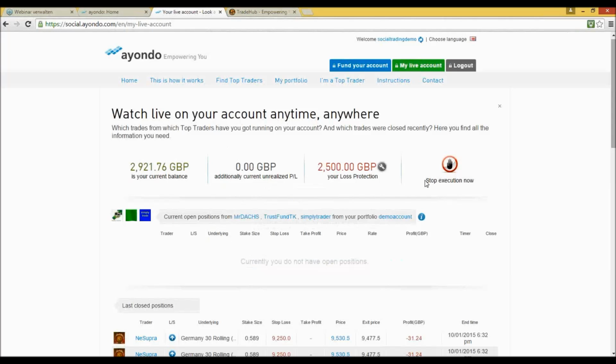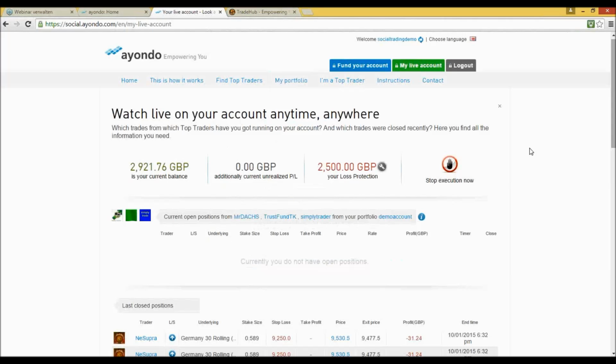All that means now is if I lose a balance of £421.76, any open trades that are running, regardless of whether they're making money or not, will be closed, and I won't be following those traders. If I did want to refollow those traders, I'd need to go back into my portfolio, press the portfolio configurator, and then press execute on live account as we just did before.